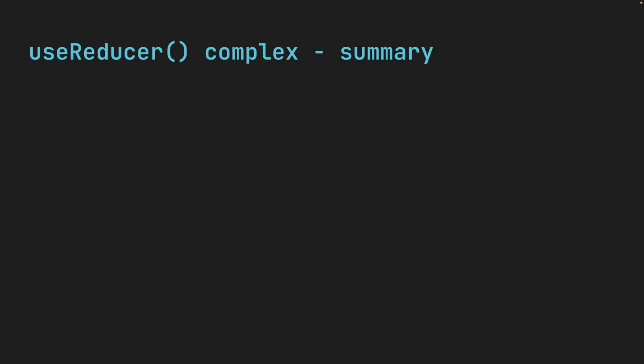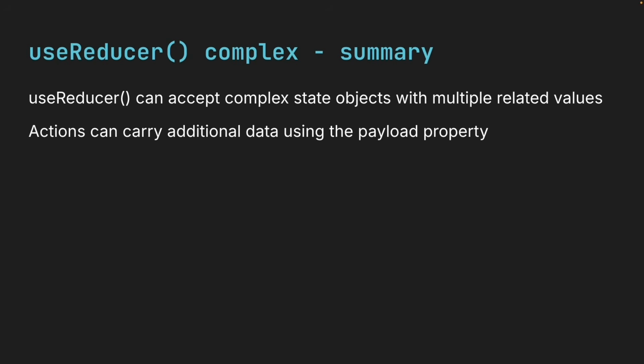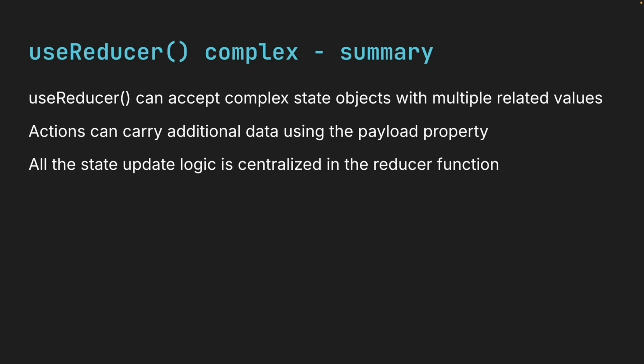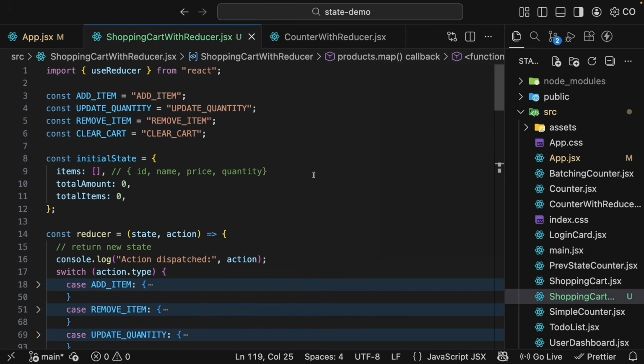To summarize, useReducer can accept complex state objects with multiple related values, and actions can carry additional data using the payload property. All the state update logic is centralized in the reducer function, and related values always update together. Alright, now you've seen useReducer with both simple and complex state and actions. We've got a few more details to cover about useReducer, so let's continue.